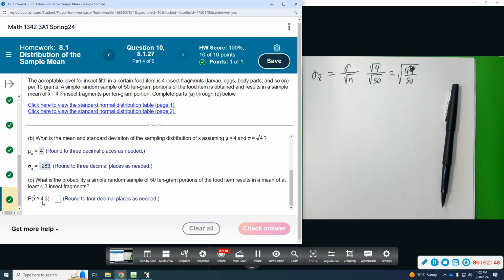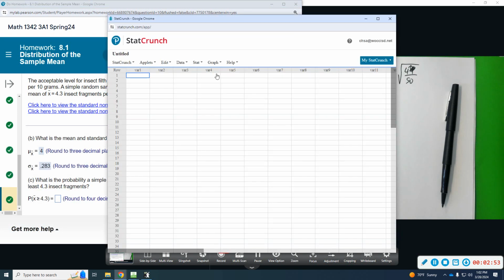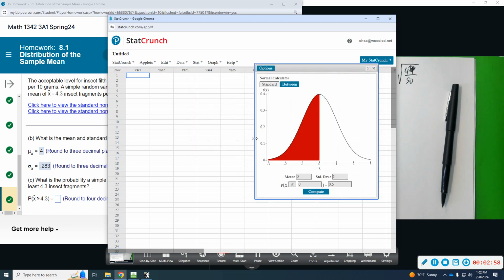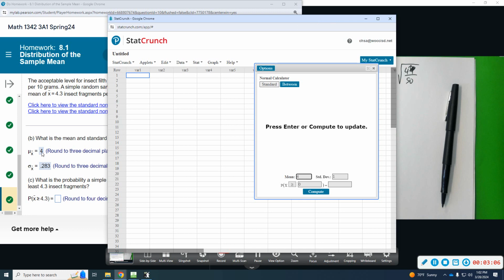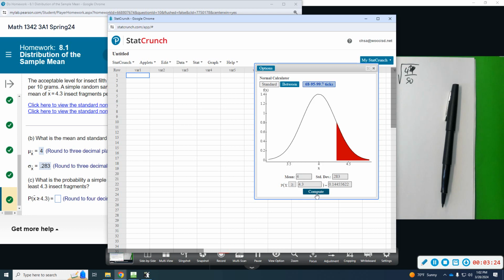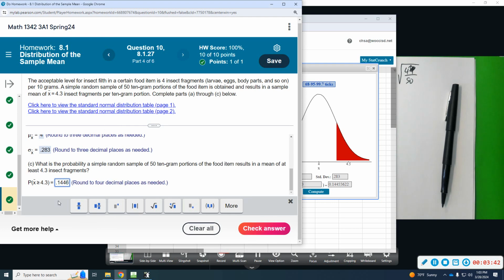All right, so now that we have this, we want to find the probability that we have a sample mean of greater than 4.3. So we're going to do this with StatCrunch. Stat, calculators, and normal. We want greater than. The mean is 4 from the population mean given right here. Our standard deviation is going to be the 0.283, and we want to be greater than the 4.3. Okay, so probability to 4 decimal places, 0.1445, and then the 5th one is a 5, so it's going to go up to 6, so 0.1446.